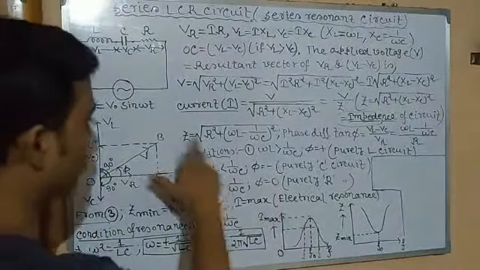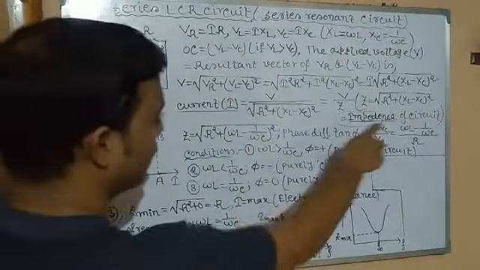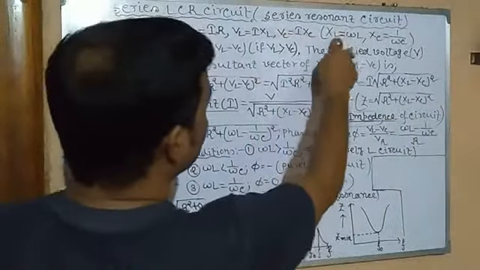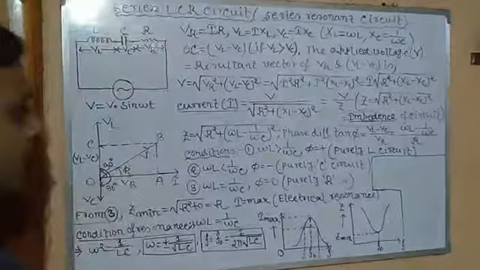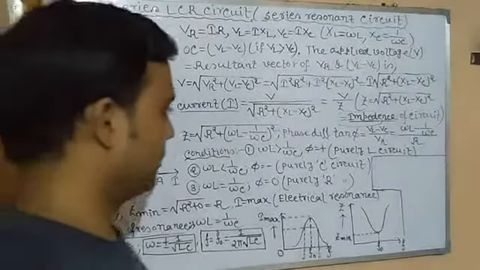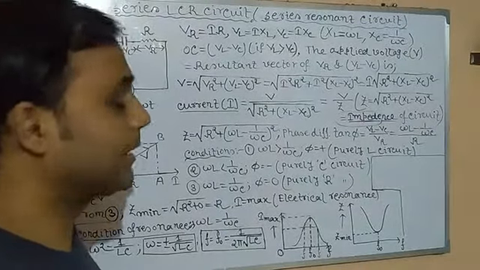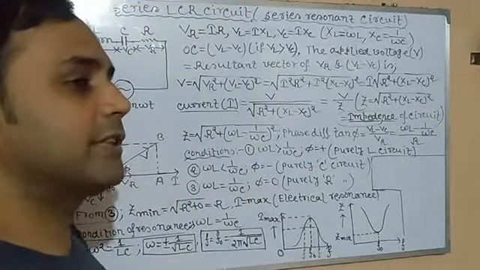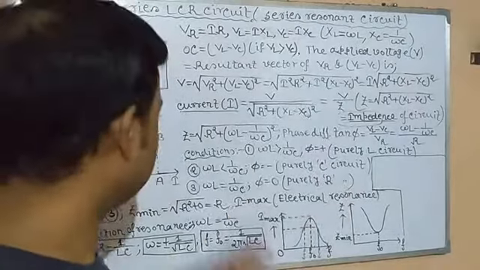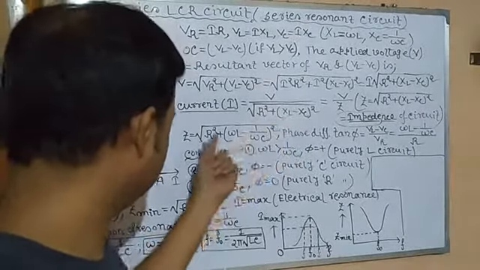So we can write Z is equal to root over R square plus (omega L minus 1 by omega C) square, putting the values of XL and XC from here. Now we will find the phase difference, that is tan phi. In the case of vectors, tan phi is equal to B by A.